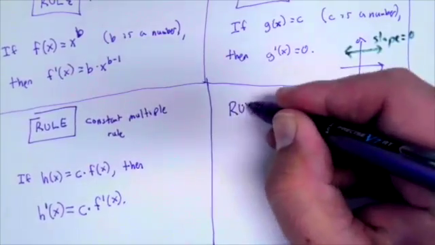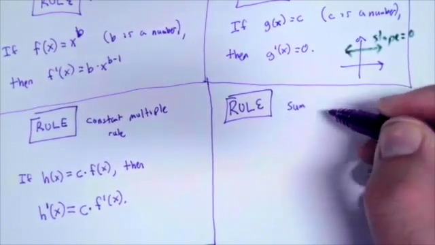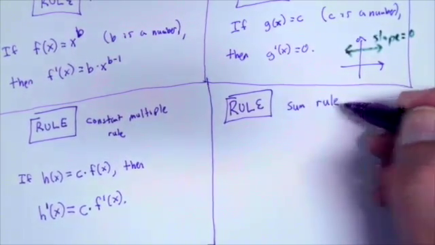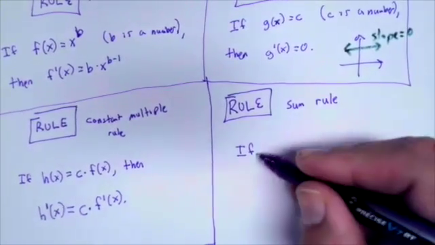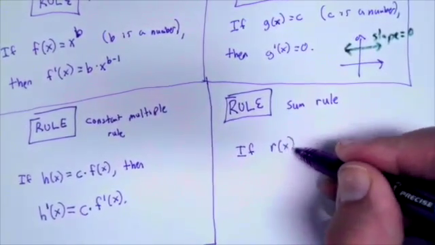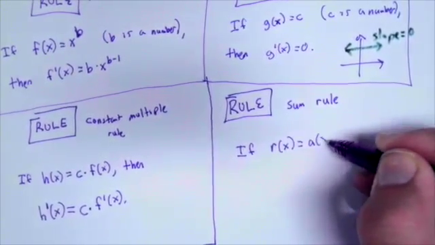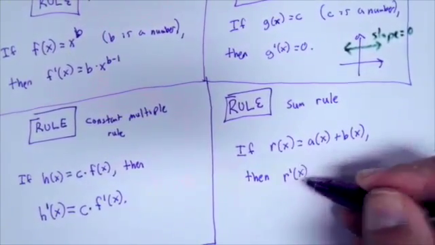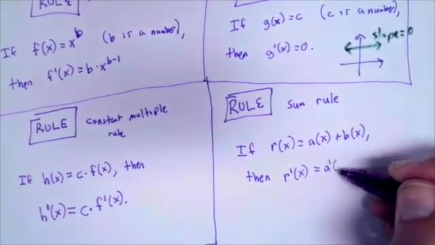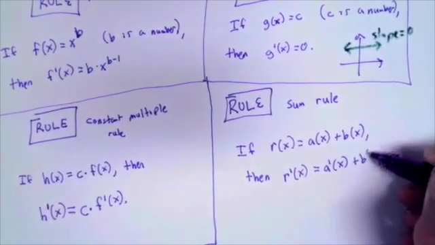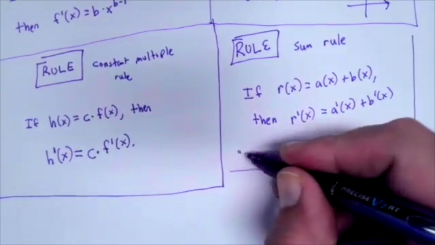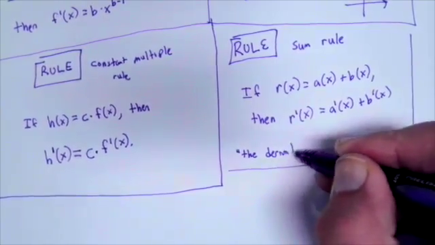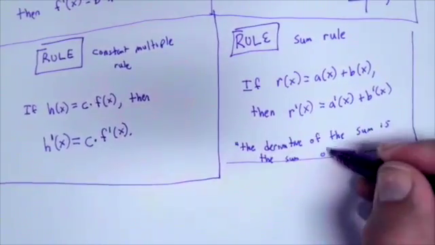And the final rule is what's called the sum rule. It also works for differences, so some people call it the sum difference rule. I just call it the sum rule, which says that if you have a function that is the sum of two other functions, then you take the derivative just by taking the derivative of what you're adding. So this one actually is easy to say in words. It says the derivative of the sum is the sum of the derivatives.